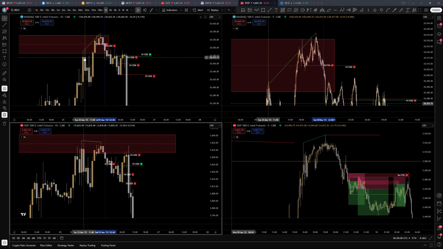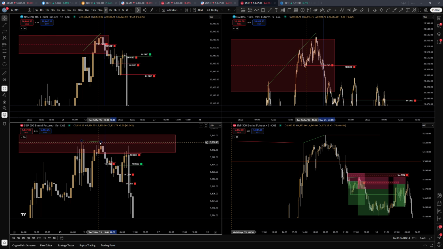So what do we have here? We have price coming up, making higher highs here. But what do we have here? The exact same candles on the S&P 500 in a down move, okay, making a lower high. So that gives us a divergence.